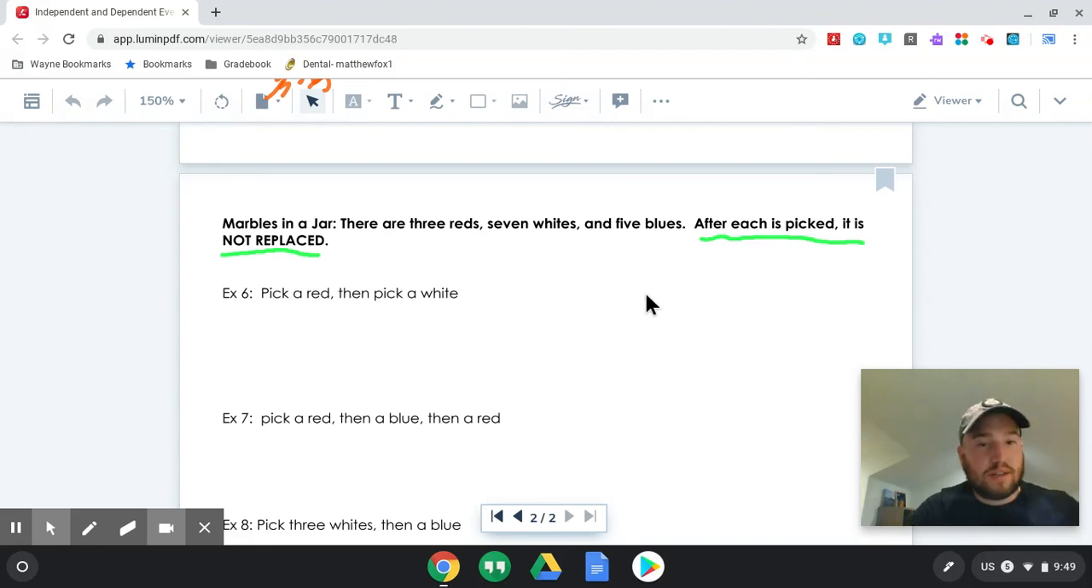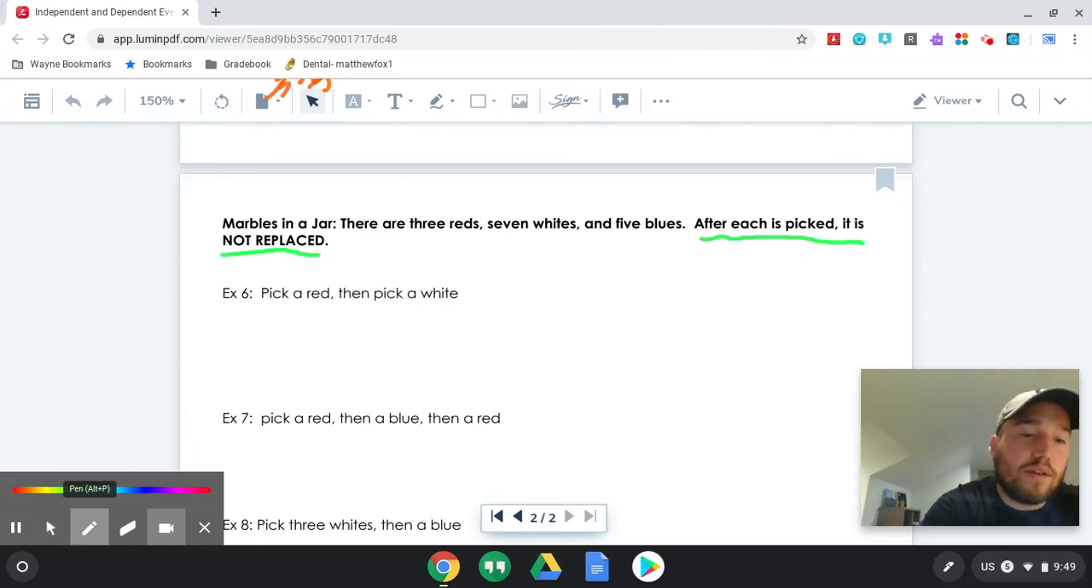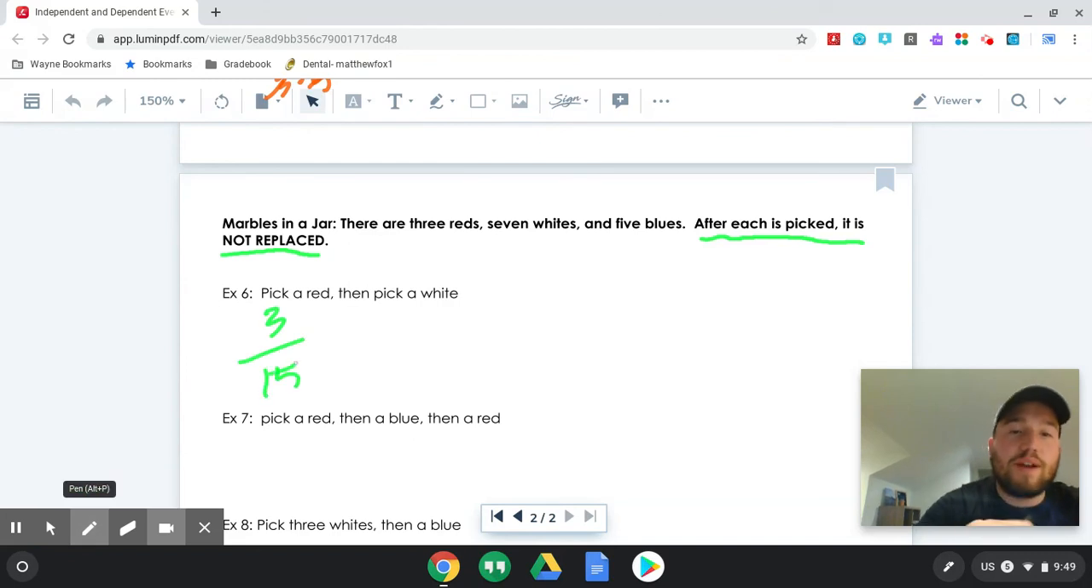So it says, let's go ahead and pick a red. Okay, so my chances of getting a red, there are 3 reds, so it's going to be 3 over 15. However, if I pull that red marble out and I don't replace it, I keep it right here in my hand, that means the next time I pull a marble out, there's only 14 marbles in the jar.